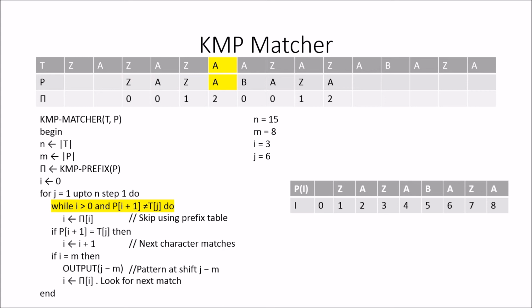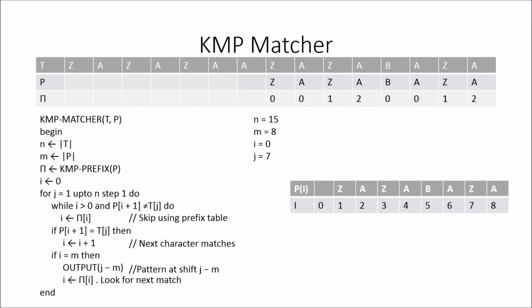i is greater than 0, but P[i+1] equals T[j], so we do not enter the while loop. We enter the if statement and increment i. Back around to the top of the for loop. i is greater than 0, and P[i+1] does not equal T[j], so we enter the while loop. We put i equal to pi[4], which is 2. i is still greater than 0, and P[i+1] still does not equal T[j], so we go through the while loop again. We put i equal to pi[2], which is 0. Now i is not greater than 0, so we break out of the while loop. P[i+1] does not equal T[j], so we do not enter the if statement. i does not equal m, so we go back around to the top of the for loop.